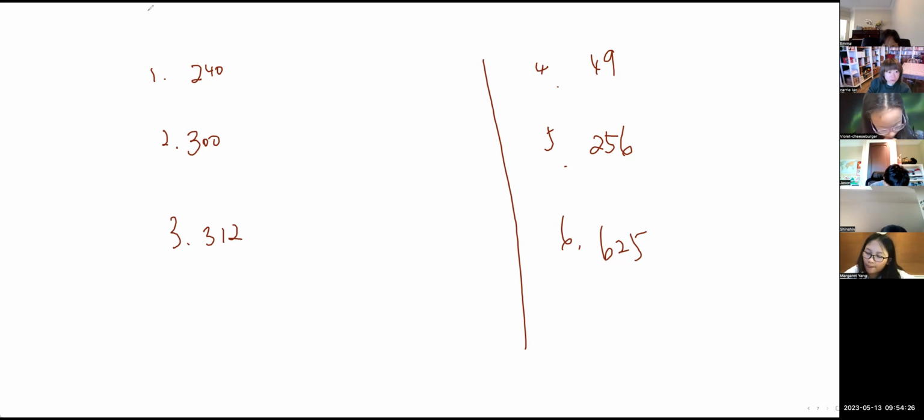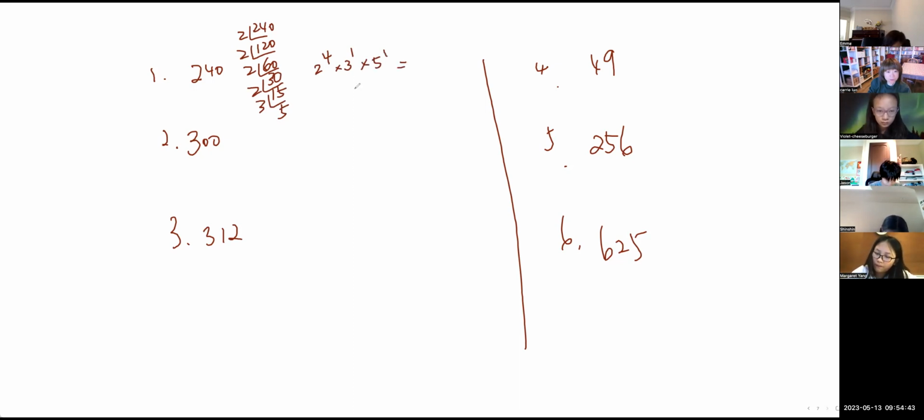Okay, so we're going to start thinking about 240. So 240, 120, 60, 30, 15, and 3 and 5. So 2 to the power 4 times 3 to the power 1 times 5 to the power 1. So the answer is 5 times 2 times 2, which is 20. I'm not done yet. Correct, everybody? Okay, don't worry about it. Does everybody get the first question right? Okay, the first question is right.